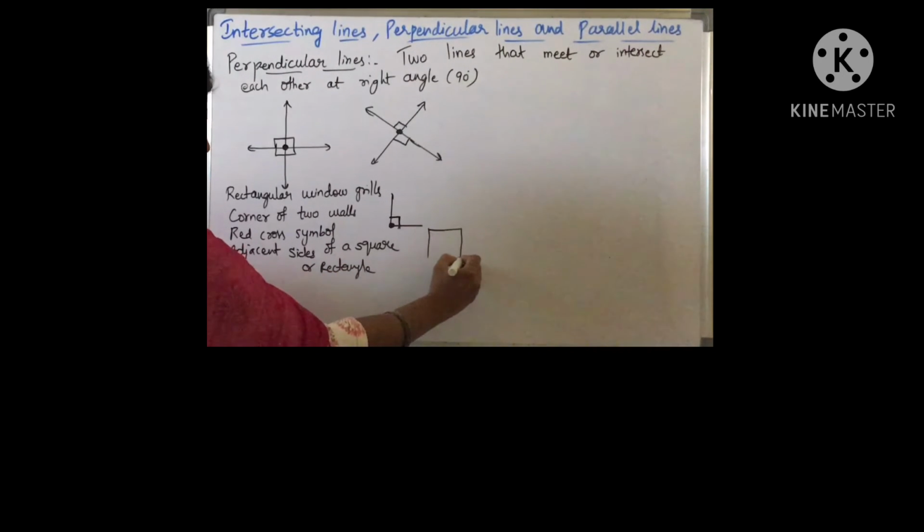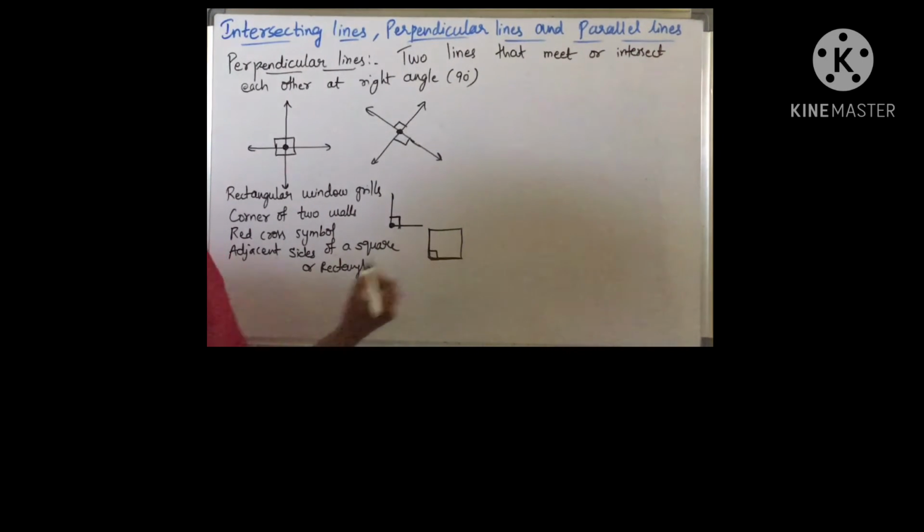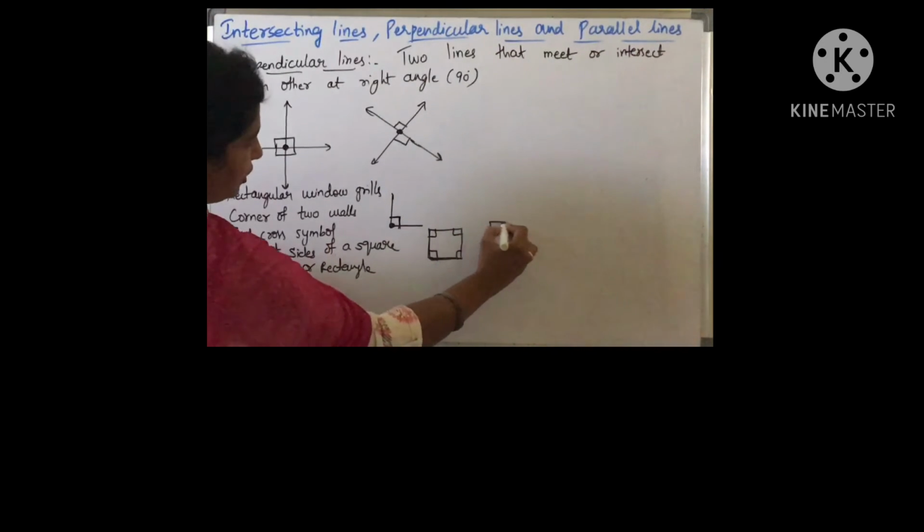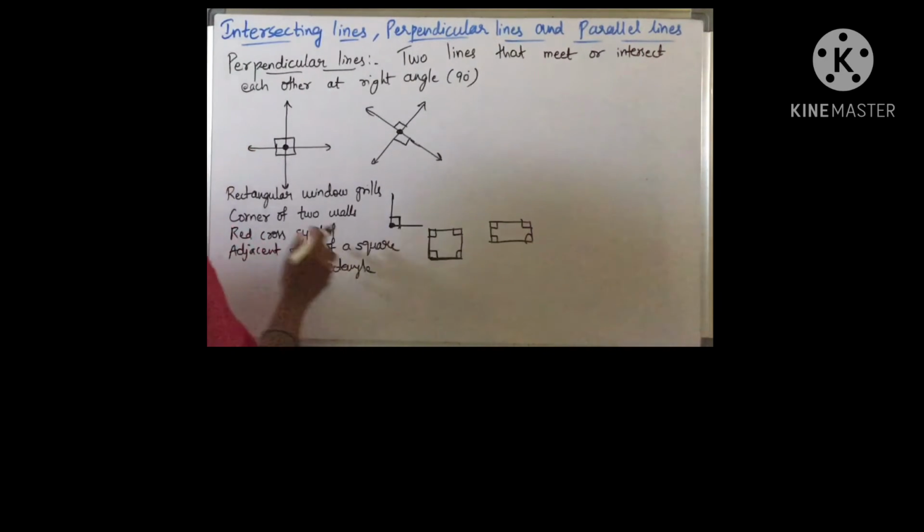Because this is a square, all four sides are equal. Here, if you see, this and this are adjacent and here is 90 degrees, and you know in a square and rectangle all four angles will be 90 degrees: 90, 90, 90, 90. Suppose you take this board also, children: this line and this line are intersecting, and here is the corner where 90 degrees is formed. I can say this and this are perpendicular lines, and this line is also perpendicular.